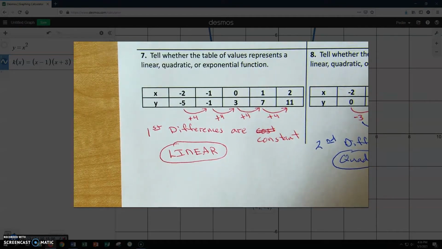Now on these, we look to see whether the numbers, and we're just looking at the y values, are the y values being multiplied by the same number from value to value? If they were, it would be exponential. If they weren't, you check the differences. So in this case, on number 7, as you can see in red there, each value is adding 4. So the difference between them is +4. We say the first differences are the same or constant. That means they will graph to make a line. So it's a linear function.